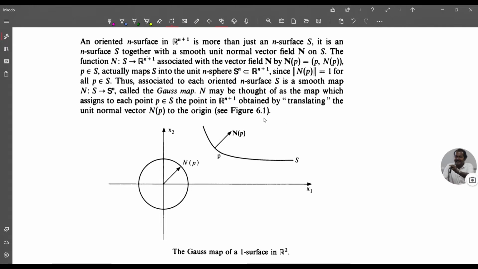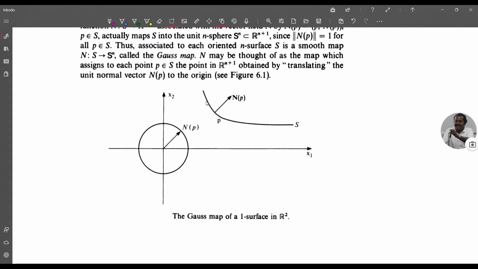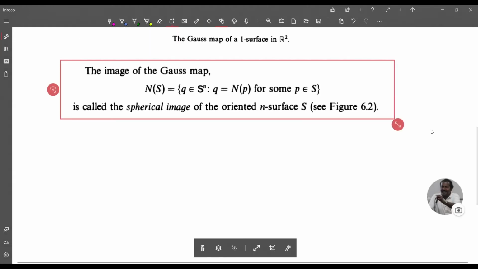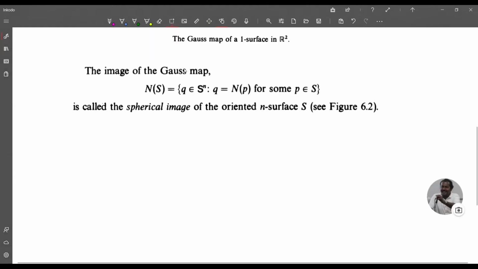In this figure, you can see that this is the n-surface S, and this is the point p, and you have a normal vector at p. Then map this to the unit sphere. So this is an example of a Gauss map, S to S^n. The image of the Gauss map N(S) is equal to the set of all q belongs to S^n such that q equals N(p) for some p belongs to S. It is called the spherical image of the oriented n-surface S.